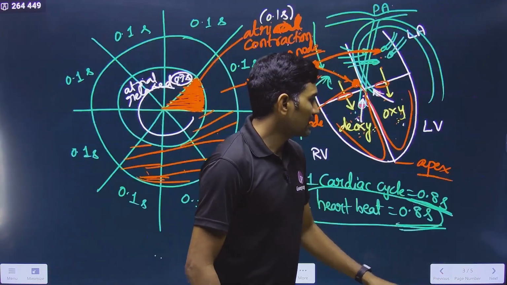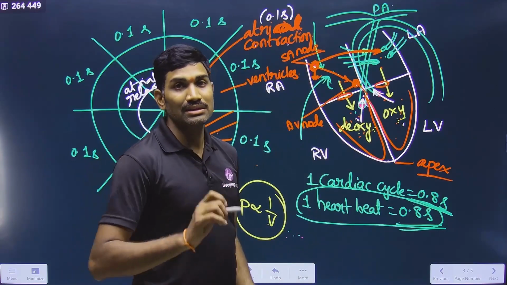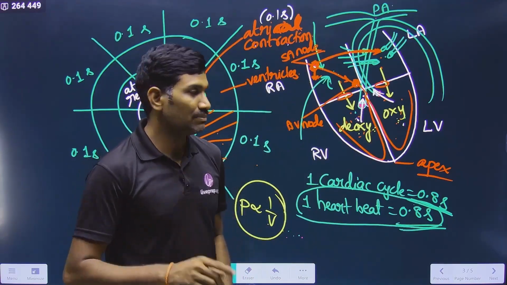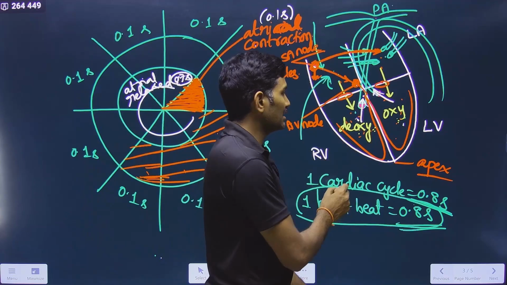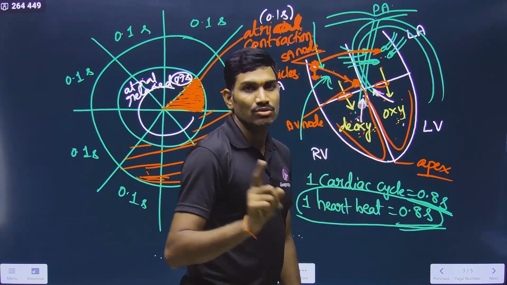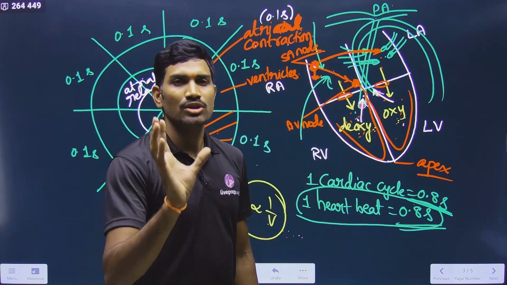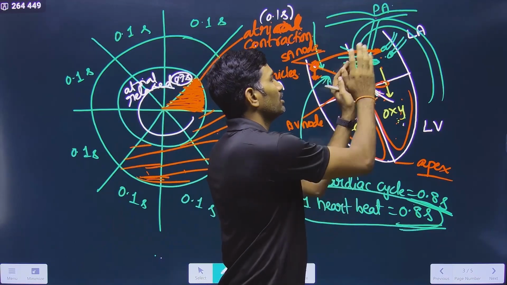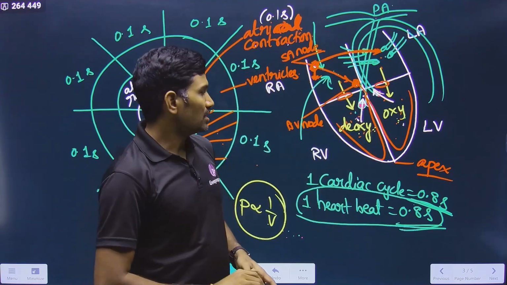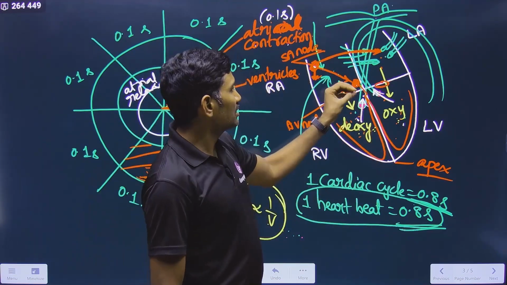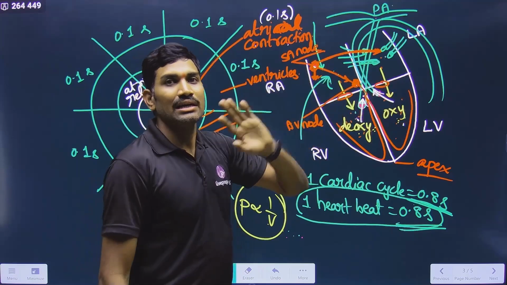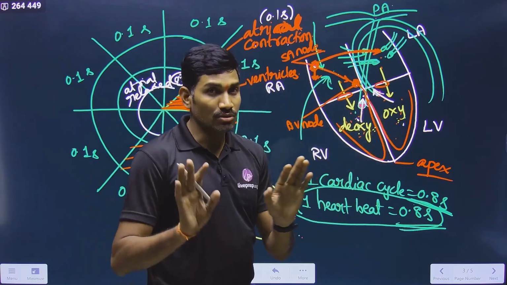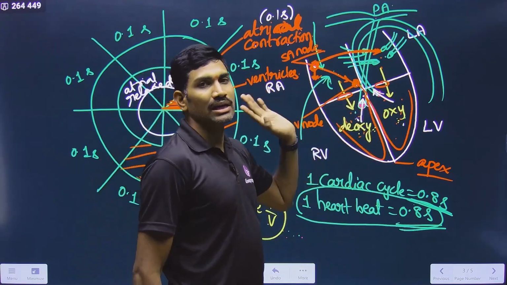Once ventricular contraction is completed, please remember, some students are thinking that the complete blood is going into this. No, the complete blood will not go. Some volume of blood will go into these particular blood vessels, and the remaining volume will be present inside the ventricle only. Please remember this. This is what is happening. Calculations I will tell you separately.